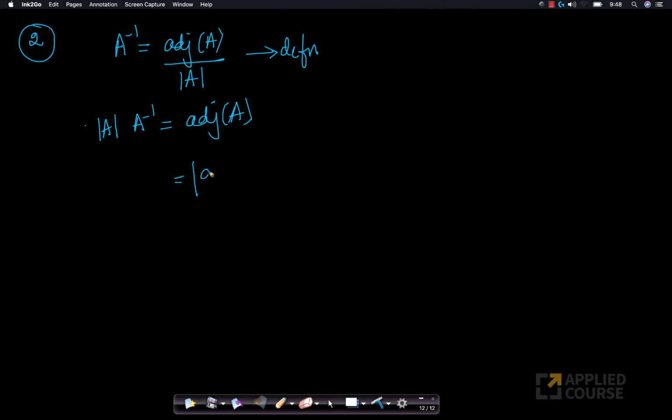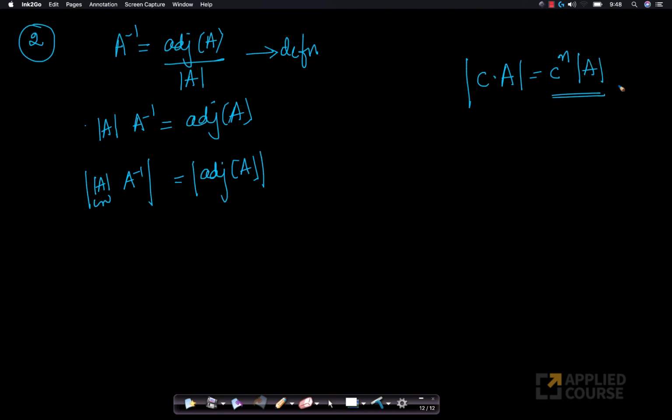Now what is the formula for det of adjoint of A? Det of adjoint of A is nothing but det of det of A into A inverse. Very simple, right? Nothing very fancy here. Now this is a scalar. Remember that this is a number, right? And we have seen that det of C into some matrix A is C power n multiplied by det of A, if A is an n cross n matrix. We have seen this in the previous video.